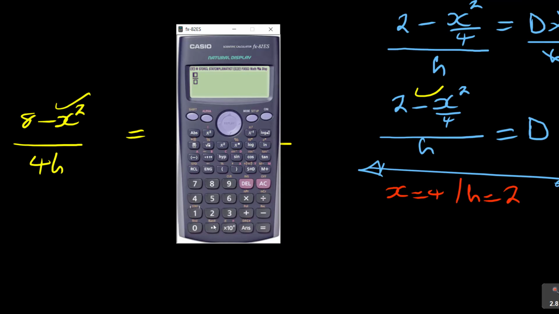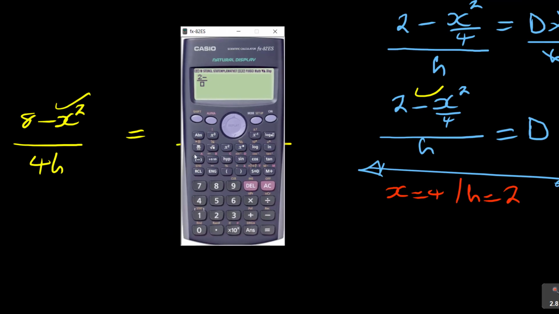Look at this now. It's 2 minus, now they told us what is x. X is 4. So fraction again, which is 4 squared over 4, then over 2 equal to d is negative 1. Do you see that?